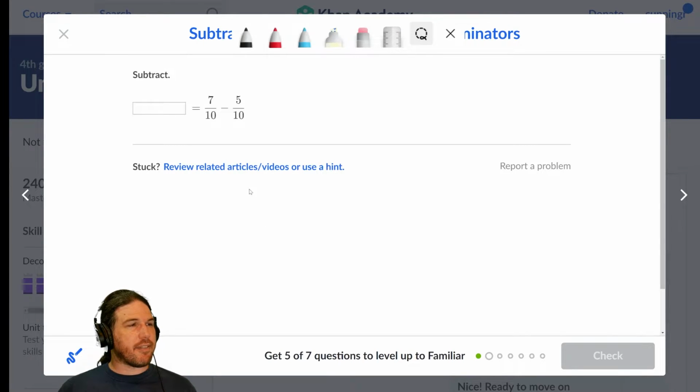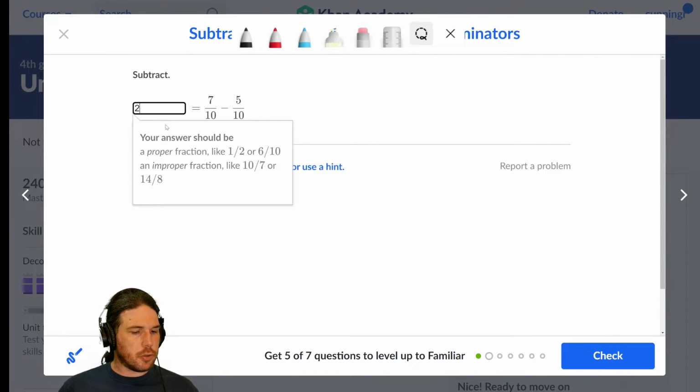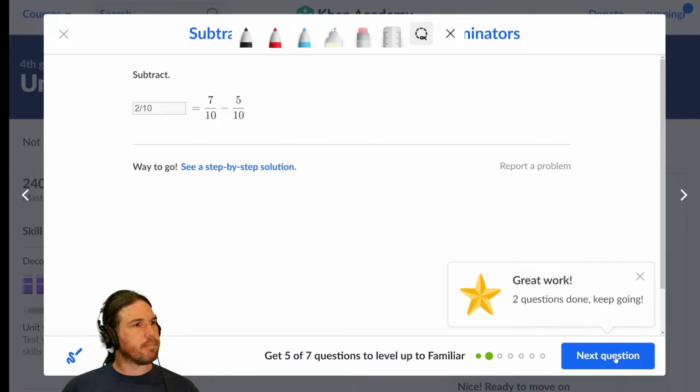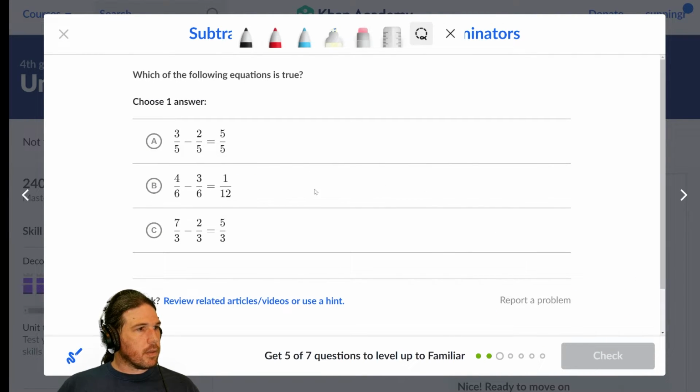Let's see. 7 minus 5 is 2. And then 2 whats? What are we counting? We're counting tenths. 7 tenths minus 5 tenths, 2 tenths. Let's see. 3 minus 2 is 1 over 5, not 5 over 5. That's wrong.